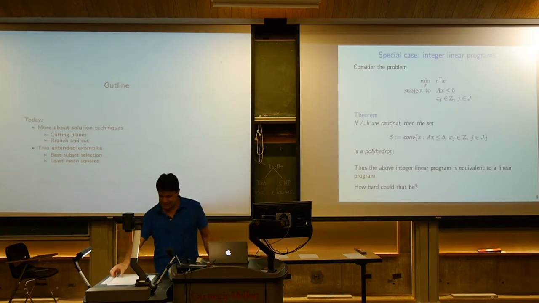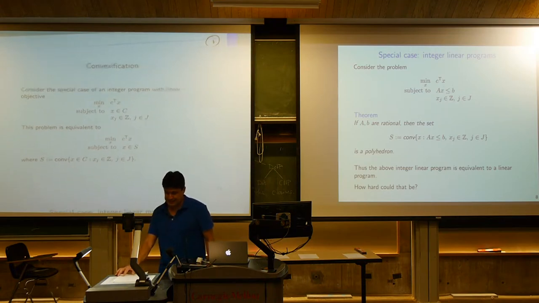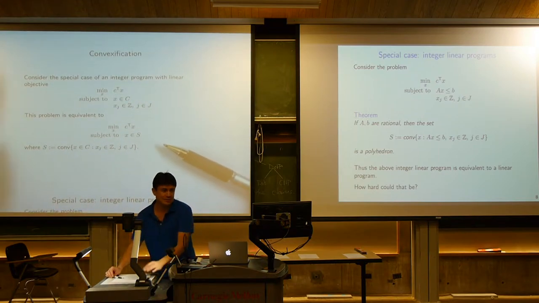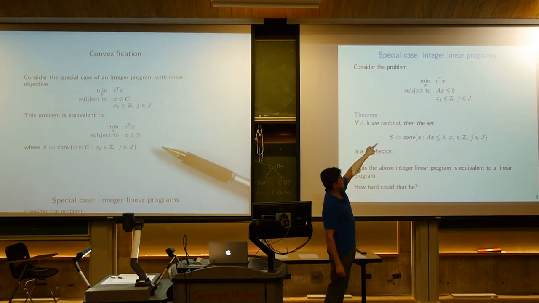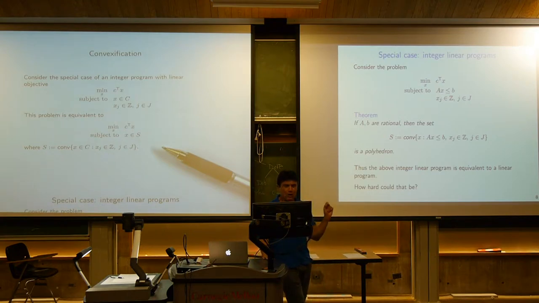So in particular, here is an instantiation of this idea. This is a really cool theorem. If the set C is polyhedral, so this applies to integer linear programming, if we have an integer linear program like the optimization problem at the top, then when you look at the convex hull of the feasible set, that too is a polyhedron. Okay? This is not a triviality. This is actually a deep, interesting result.